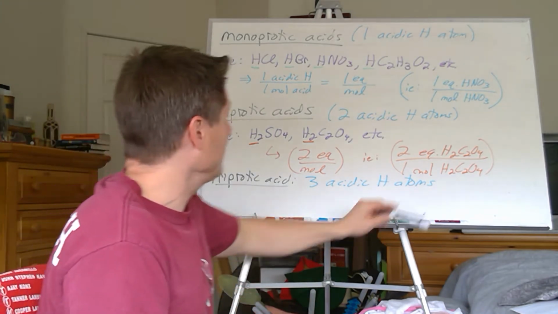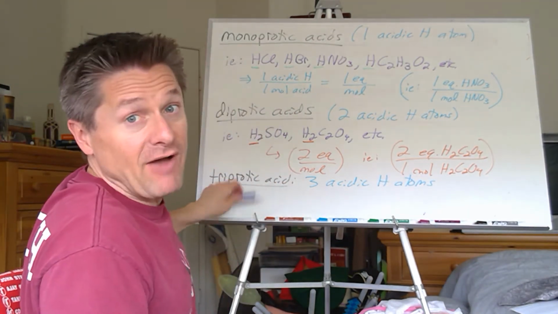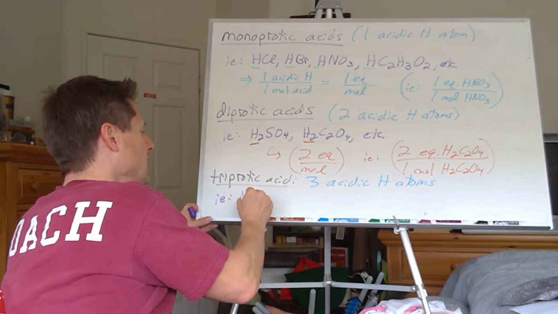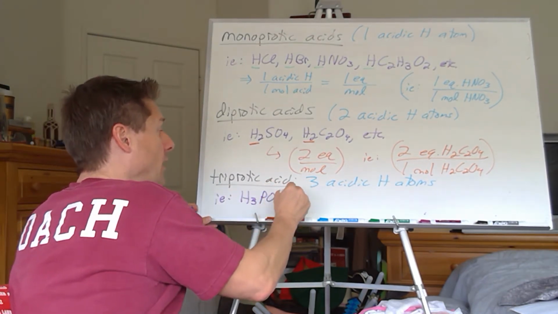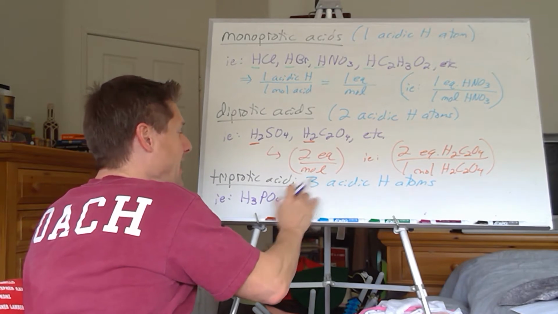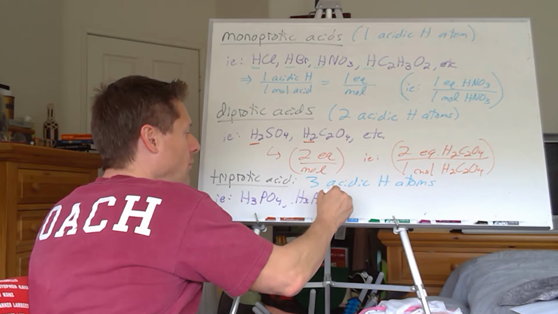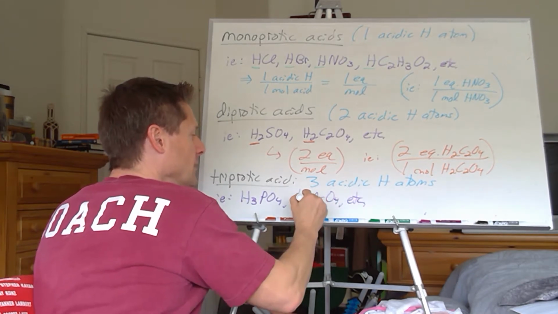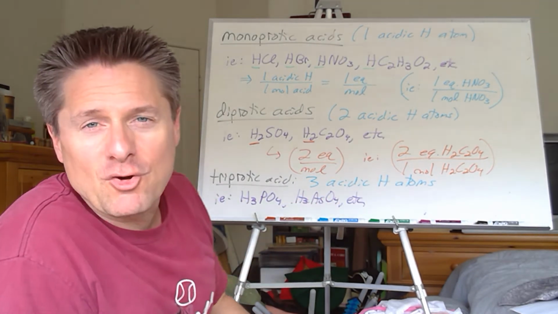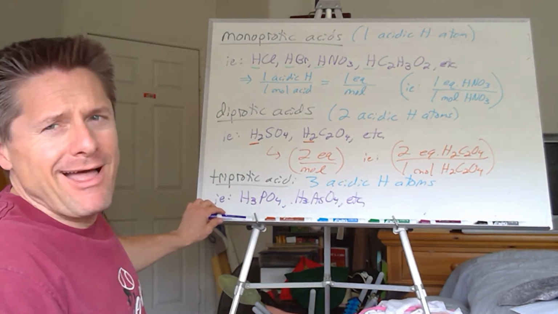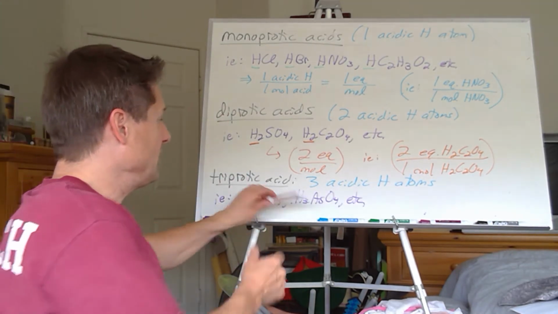So some examples, probably the most famous is phosphoric acid, H3PO4. Arsenic acid, H3AsO4, etc. Probably some pretty crazy organic carboxylic acids that have 3 acidic hydrogens and whatnot. But we're not going to go there. Do you see the 3?